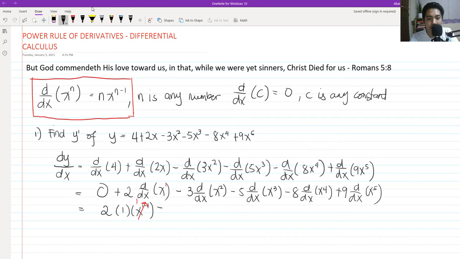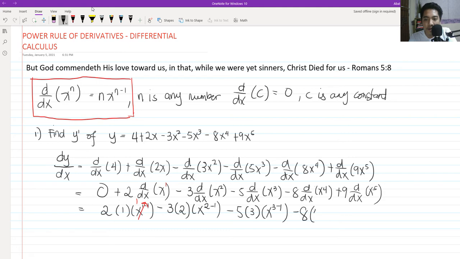The same process applies on our second term. Our n here is 2, so we're going to multiply it by 2 as our formula says, and then copy this function, 2x squared, minus 1. So we're going to subtract 1 in our formula on this term. Then minus 5. The same thing here, it's just that the n here will become 3. So we have 3 here, and we can copy x cubed minus 1. Then minus 8.